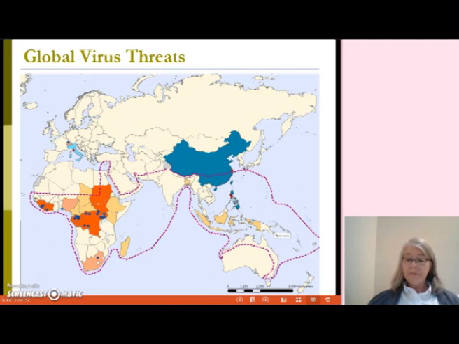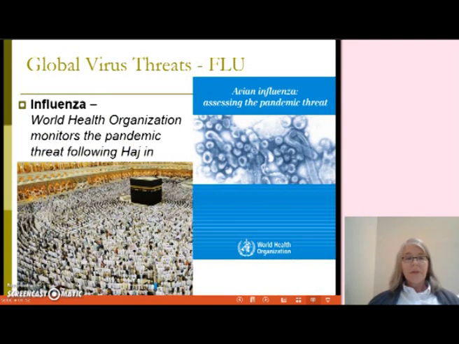As an example, one of the things that we hear a lot about in the news at certain times of the year is the influenza. So the global viral threat of pandemic influenza is actually very real, and the World Health Organization does a lot to prepare for it every year.